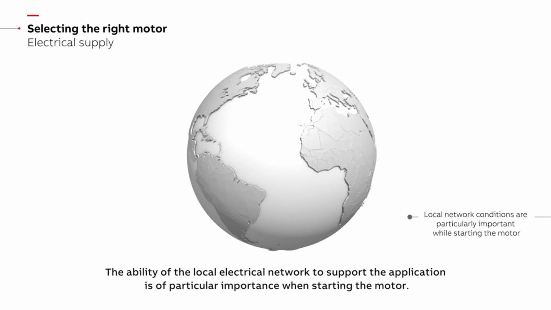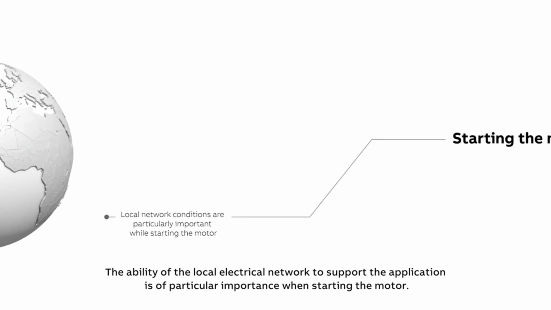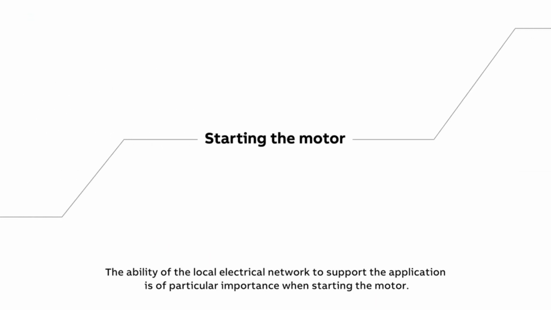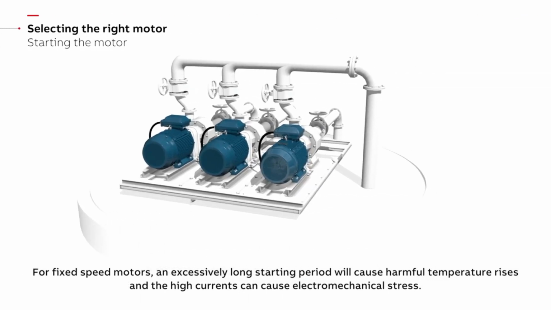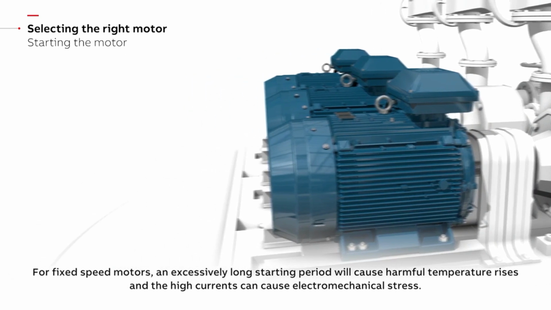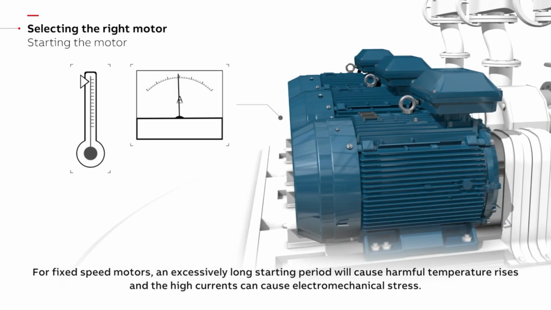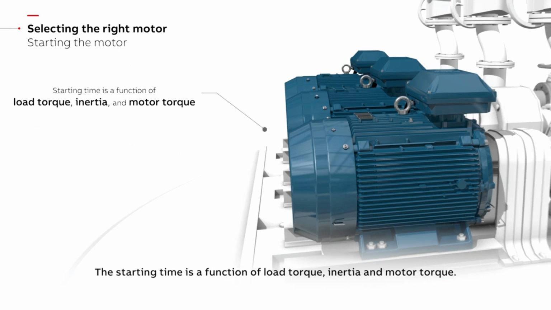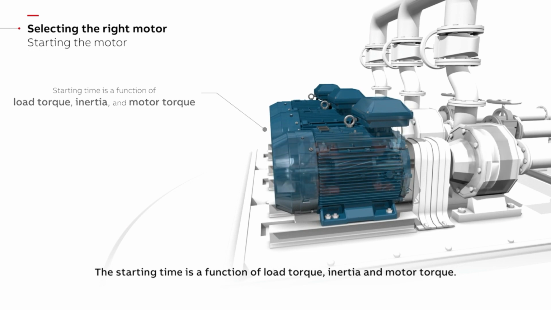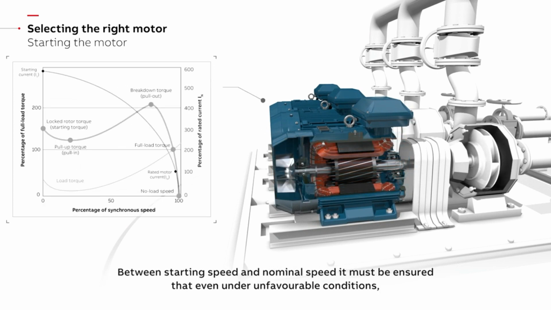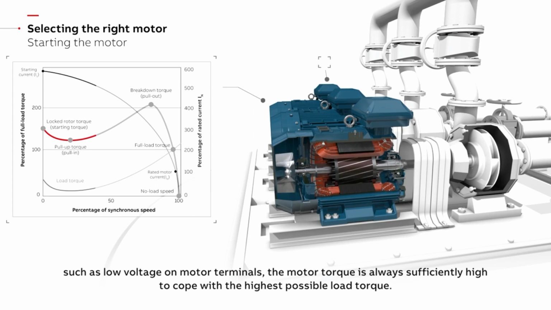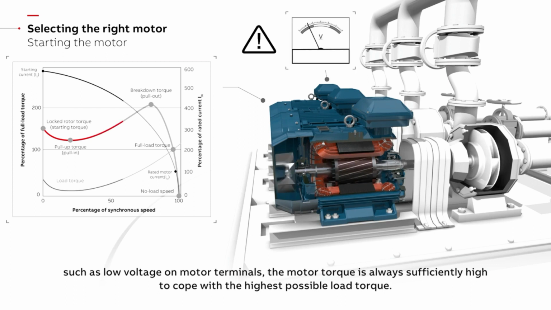The ability of the local electrical network to support the application is of particular importance when starting the motor. For fixed-speed motors, an excessively long starting period will cause harmful temperature rises, and the high currents can cause electromechanical stress. The starting time is a function of load torque, inertia, and motor torque. Between starting speed and nominal speed, it must be ensured that even under unfavorable conditions, such as low voltage on motor terminals, the motor torque is always sufficiently high to cope with the highest possible load torque.